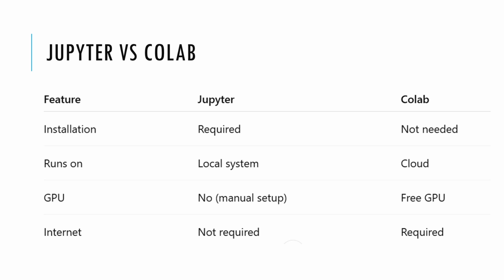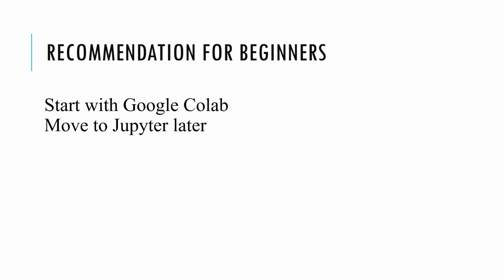For Colab you need internet. For Jupyter Notebook you need internet to install the packages. When you install all the packages, for installing that you need internet. Once you have installed the datasets and all the packages, you can use it without internet as well. I recommend that if you are a beginner, starting from the very basics, you should start with Google Colab, and once you master it to some extent, you can move to Jupyter Notebook.